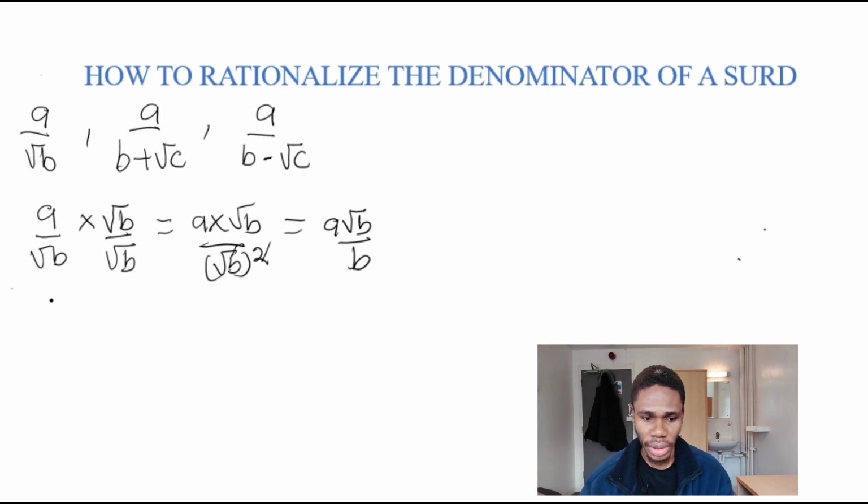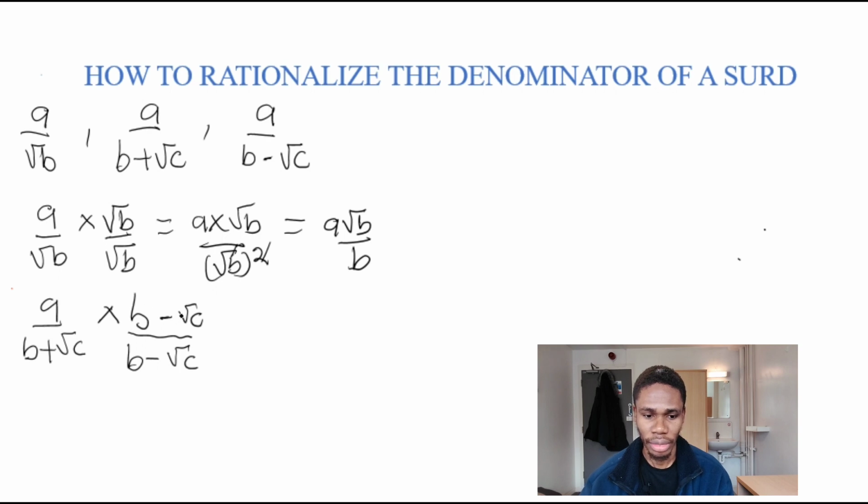Now for the second one, which is a over b plus square root of c, you multiply both the numerator and the denominator by the conjugate of the denominator. Now the conjugate simply means you change the sign. So if it's positive, you change it to negative. If it's negative, you change it to positive. In this example here, it is positive, so you change it to negative. So you multiply by b minus square root of c, all divided by b minus square root of c.